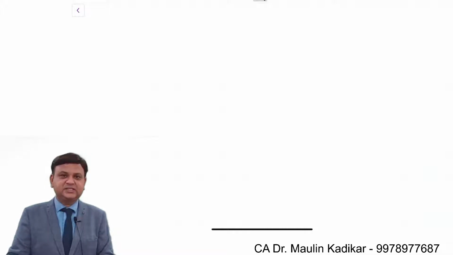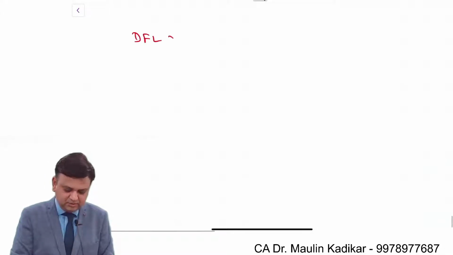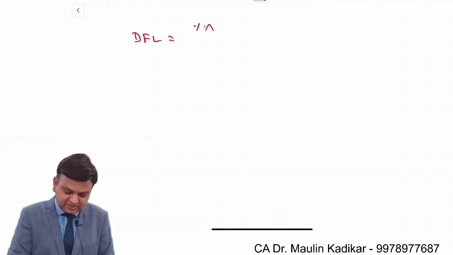So understanding that, the DFL, if the preference dividend information is not given, is measuring the percentage change in EBT for every 1% change in EBIT.